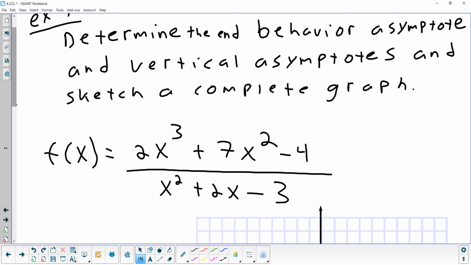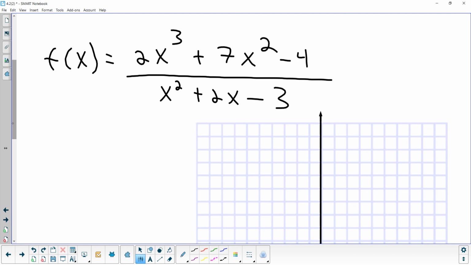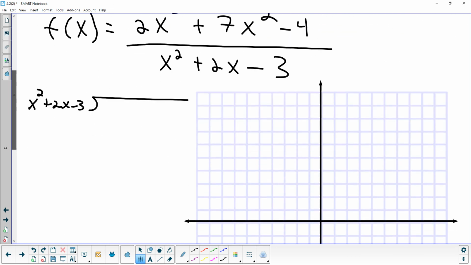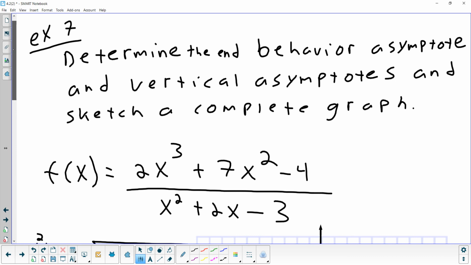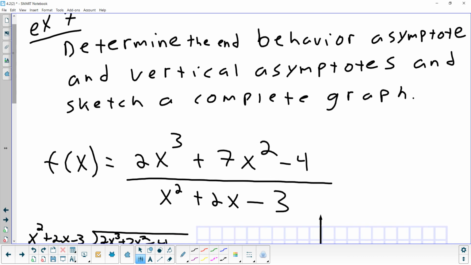Can I do synthetic division with that? No. So we have to do the long division with this one. So x squared plus 2x minus 3, and we're going to divide that into 2x cubed plus 7x squared minus 4. And right now, we're just finding the EBA. I could do the vertical asymptotes without doing this first, but I like to get this out of the way because it takes the longest.